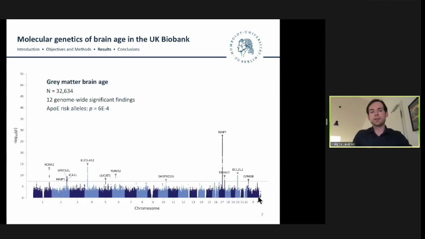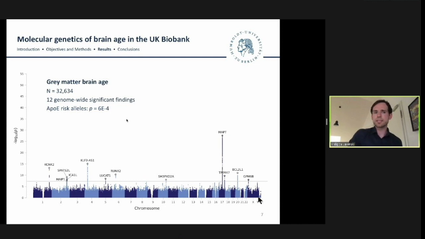And this is what we did here. This is a so-called Manhattan plot. Every dot here represents a single genetic variant of the 9.7 million variants that we assessed. They are located on the x-axis according to their genomic position. And the higher a dot here, the stronger the p-value, the stronger the association with brain age. We discovered 12 genome-wide significant findings for the gray matter estimates. And for example, risk alleles of Alzheimer's disease in the ApoE gene reached nominally significant levels.